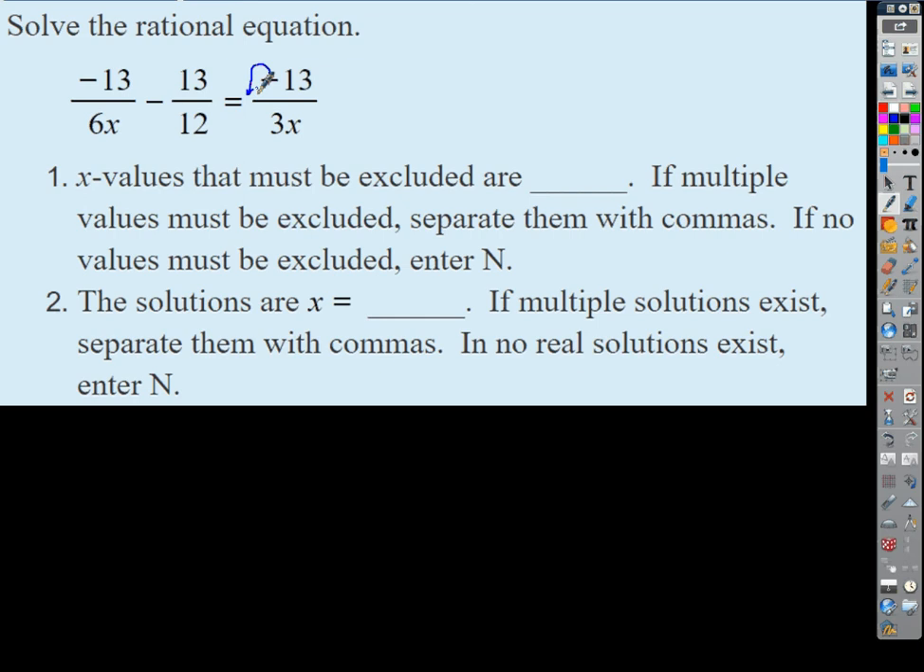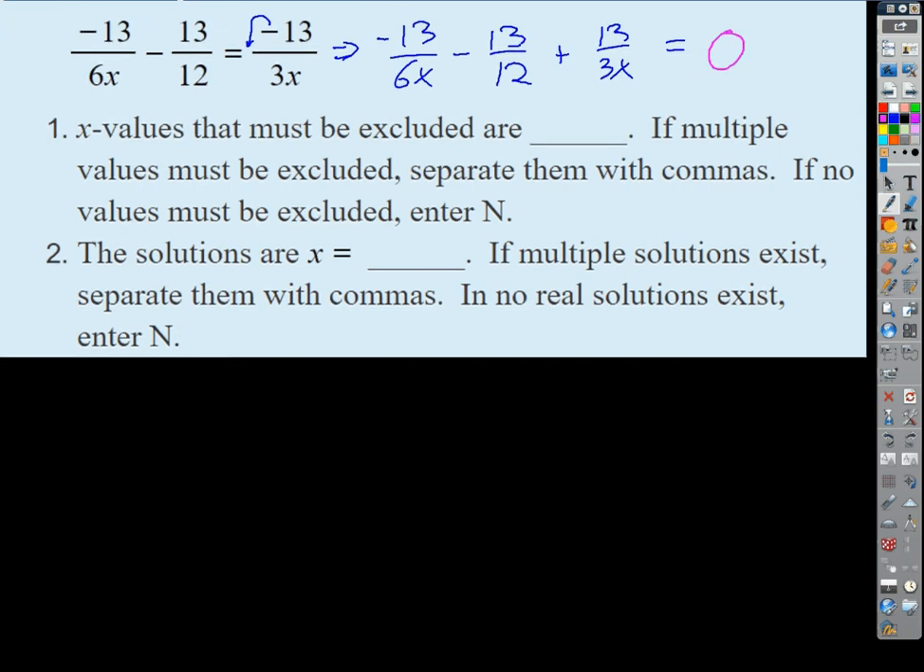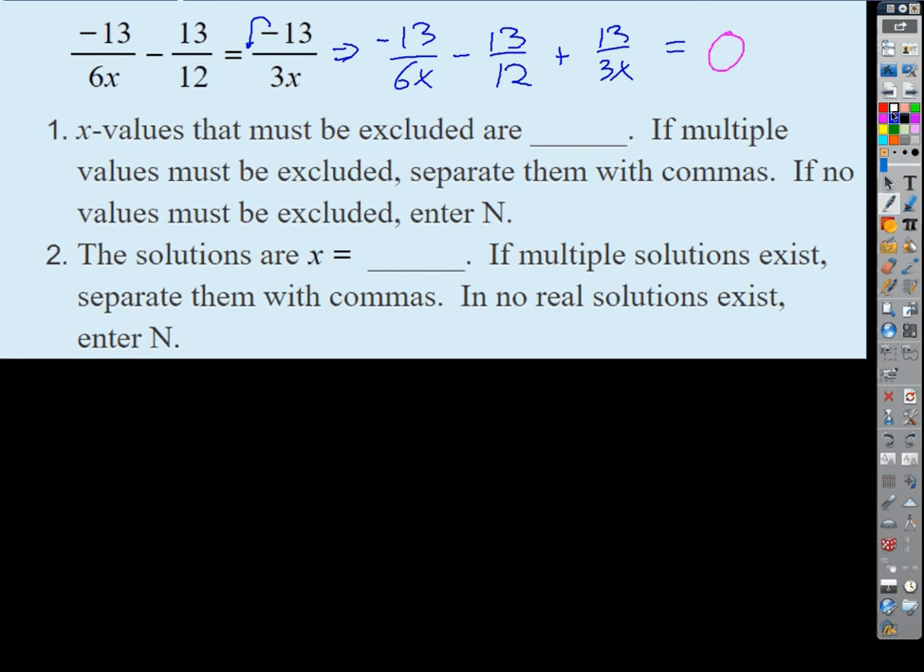If I move everything over to the left side, I'm going to have on the left side a negative 13 over 6x minus 13/12, and then I'm going to add this term to the other side, so plus 13 over 3x equals 0, right? Everybody agree? Okay, so then what we want to do is get a common denominator on the left side. So I'm going to take each of those terms and leave a little space for us to multiply the top and bottom by something to get a common denominator.